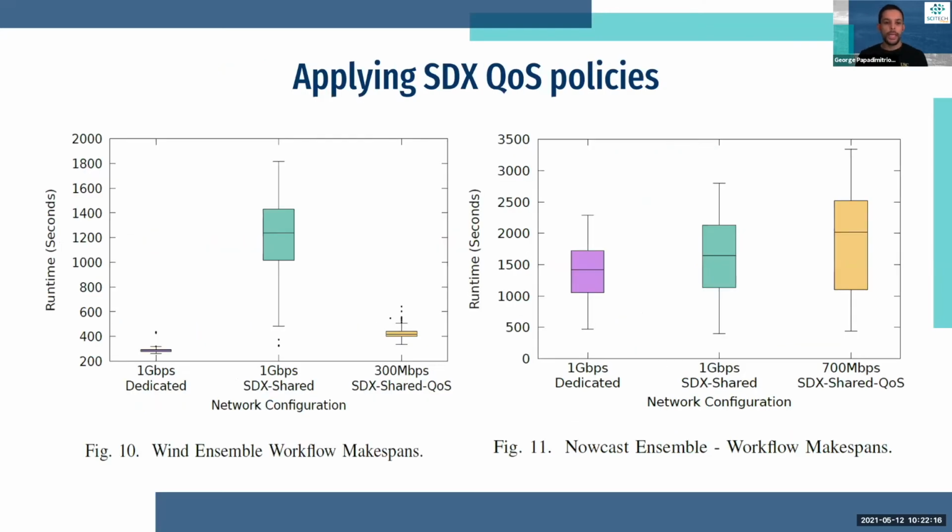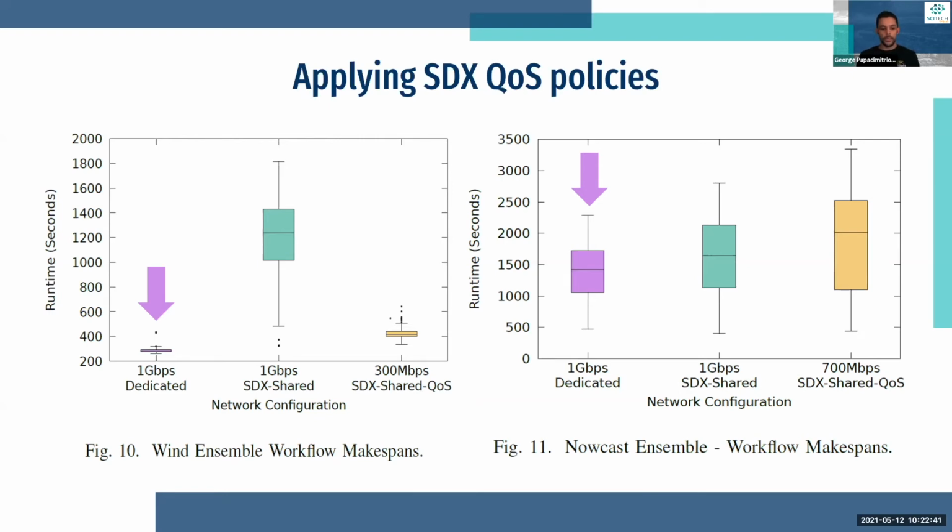So now I'm going to show 2 graphs here, and they're based on the QoS policies that we apply with the SDX. And we have 3 scenarios here. The first scenario is each workflow is on a dedicated link.